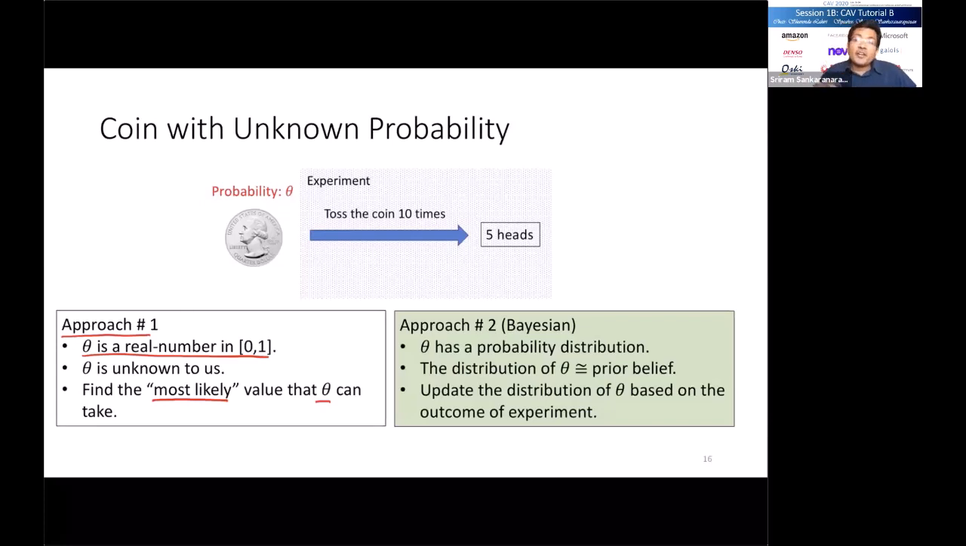The other approach, which we are going to adopt throughout this talk, is the Bayesian approach, where you say theta itself has a probability distribution.